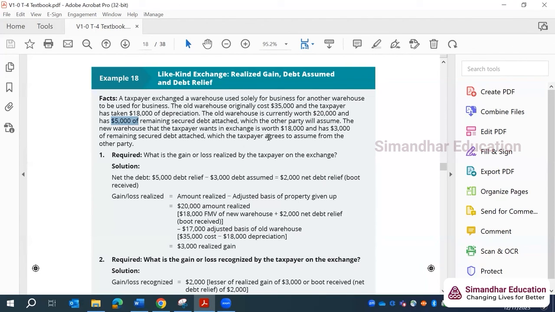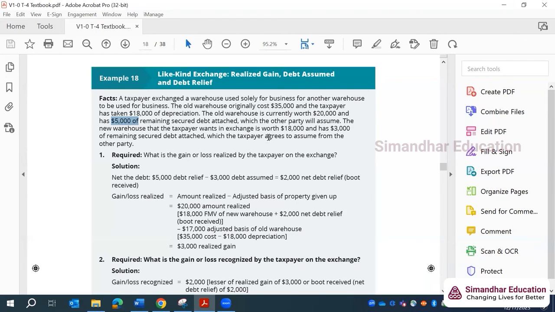Okay. Now let's say what is the total benefit that I'm getting? I am giving a warehouse which is worth $17,000 and I am getting a warehouse which is worth $18,000 plus I am getting relieved of a debt which is for $2,000. So what is my net benefit here? My net benefit that I'm receiving is $20,000. So my realized gain in this transaction is $3,000. But you see, the net relief of debt is a boot.